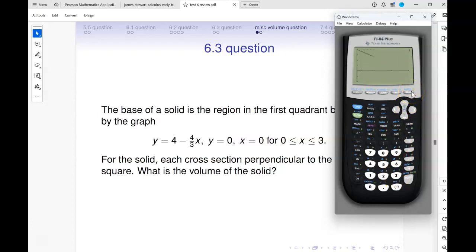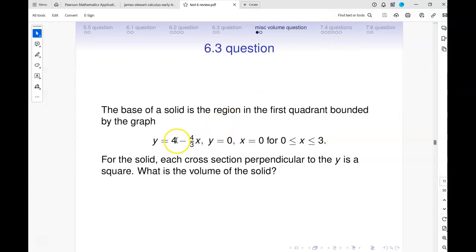Which one is like protein? It's not, right? This is the base of the solid. The area between this curve and the x and y axis. And the cross sections perpendicular to the y-axis are squares. So there's no rotation going on. Oh, that's why. Wait, how do you know this if you don't know how high it goes? You do. I thought it was 4.